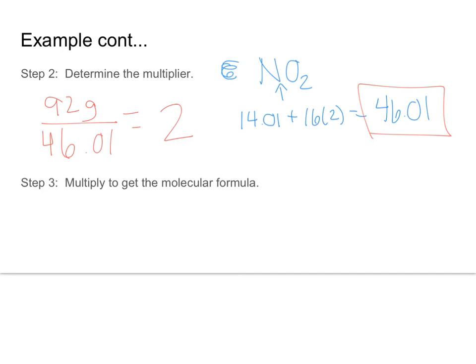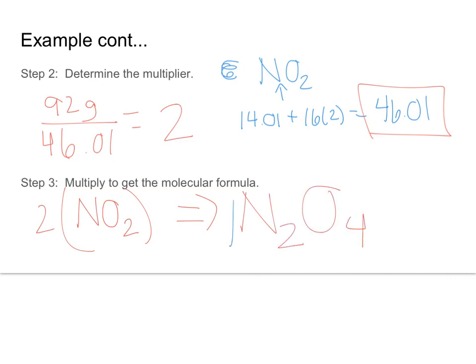Once the multiplier of 2 is known, we're going to take that multiplier and multiply our empirical formula by it. Our empirical formula was NO2. If we multiply all of that by 2, we end up with a molecular formula of N2O4. And so the molecular formula for this compound is N2O4. So again, in order to find the molecular formula of a compound, the empirical formula needs to be known. If it's not known, it needs to be calculated, and then you can find the multiplier to determine that molecular formula.